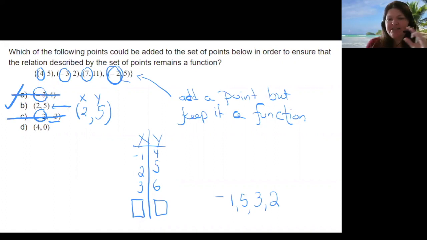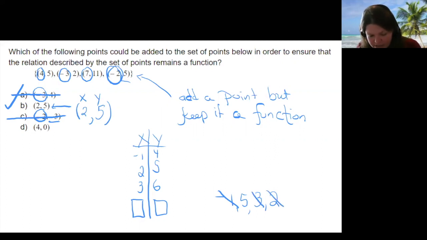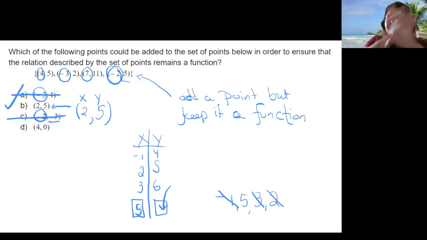I'll see students spending 10, 15 minutes here trying to figure out a pattern, what's happening. And they're not asking you for that. They're just asking, put in a point and make it a function. So as long as you don't repeat the X, you're going to be good to go. So I couldn't use -1, I couldn't use 2, I couldn't use 3. I just have to plug in a 5, and then it would not matter what I put there. Any number would be fine. And y'all are overthinking it.